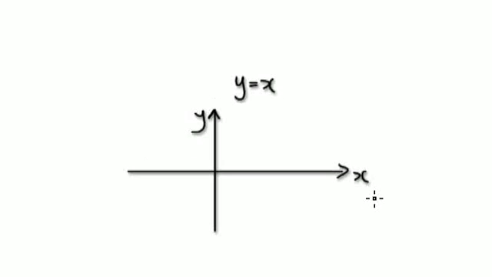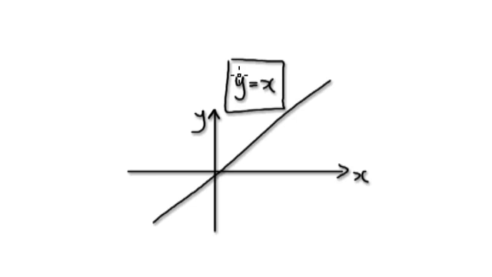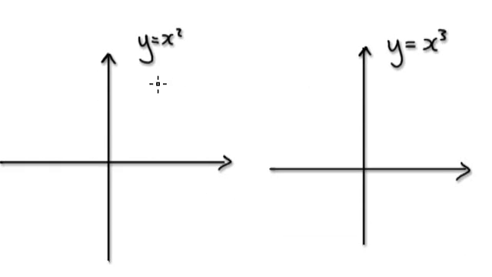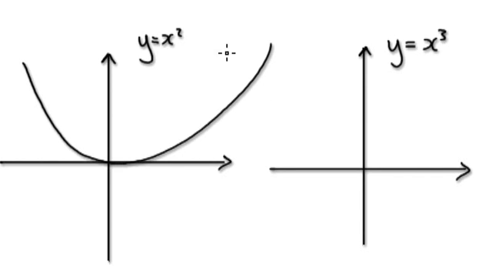In the previous videos, we looked at the line y equals x. So y equals x will look something like this: the diagonal line going through the origin. So this is a graph of y equals x. And then we looked at y equals x squared. Well, y equals x squared looks something like this. Okay, it looks like a U shape and it's symmetrical.